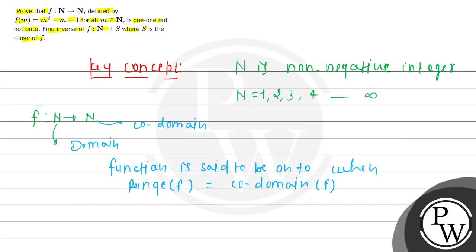कोडोमेन ऑफ द फंक्शन क्या होना चाहिए ऑन टू होने के लिए कि उसका रेंज फंक्शन का उसके कोडोमेन के बराबर हो जाए. तो वन वन कैसे चेक करेंगे? फर्स्ट ऑफ ऑल वी नो दैट इफ f of x1 equal to f of x2 when x1 इक्वल टू x2, यदि x1 और x2 बराबर हैं तो उनको यदि फंक्शन में रखते हैं और उनकी वैल्यूज बराबर हो जाती हैं फंक्शन की, तो हम बोल सकते हैं दिस इज ए वन वन फंक्शन.